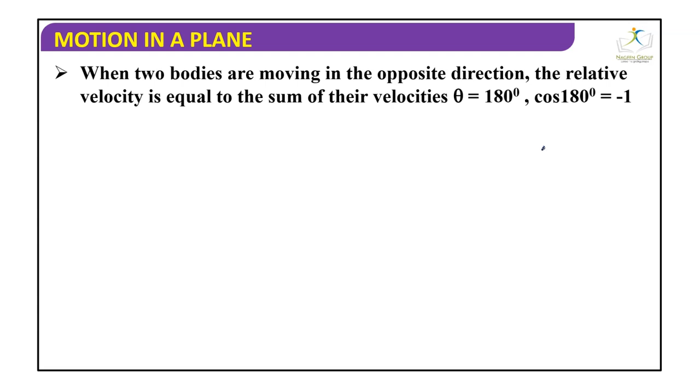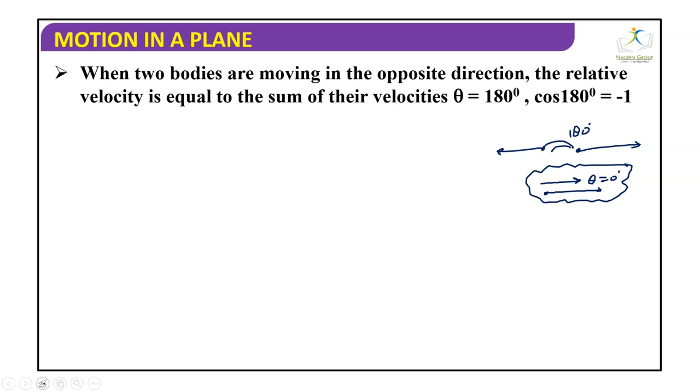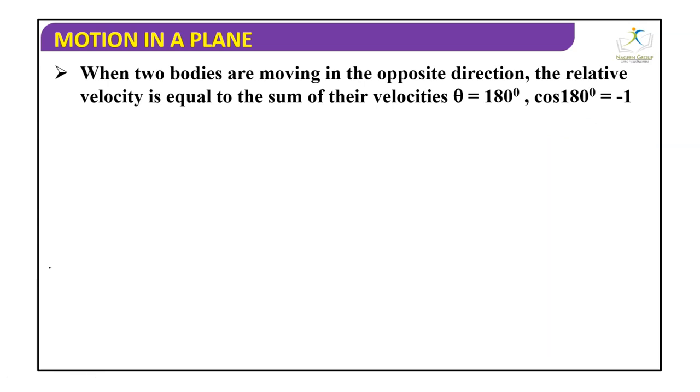As you can see, if we have two bodies moving in opposite directions like that, theta will be 180 degree, since the directions are opposite. And if they are moving in the same direction, theta will be 0. In the previous case, we already took theta equals 0, and in this case, we are taking the opposite direction. So here theta equals 180 degree. So we can say mod of vector VR equals VA plus VB.